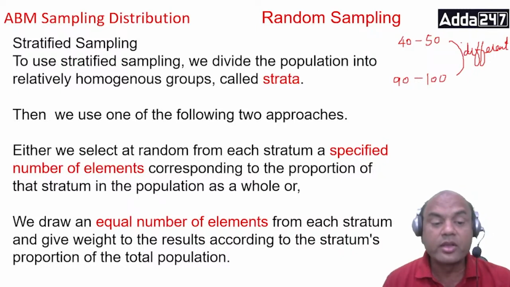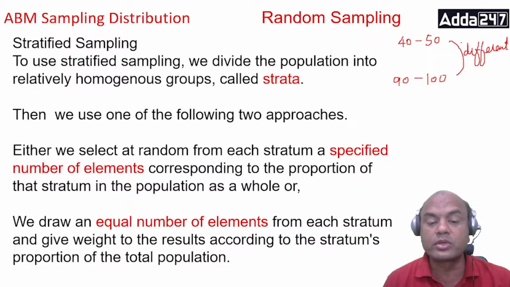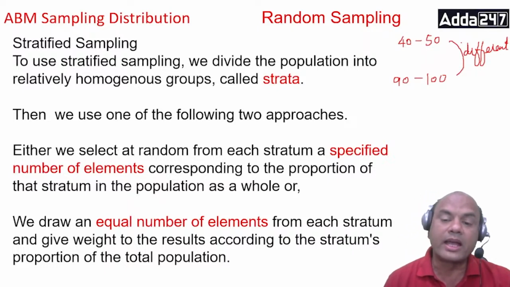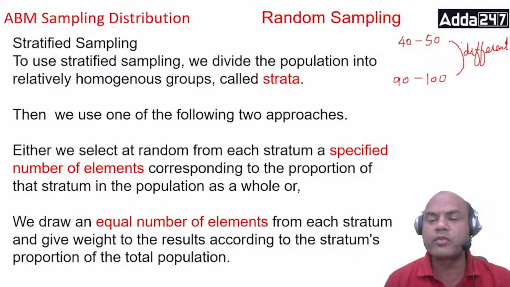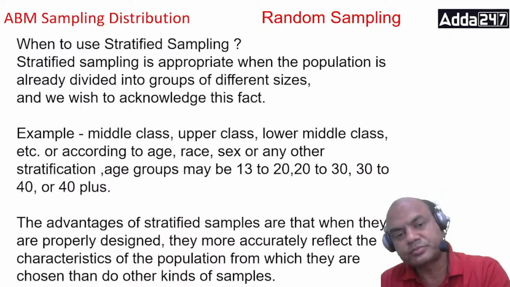And the second way out is we draw an equal number of elements from each stratum and give weight to the results according to the stratum's proportion in the total population. So I can draw a specified number from each separate group, or I can draw an equal number. Every group, 40 to 55, 50 to 65, 60 to 75 and so on. So an equal number or a specified number.